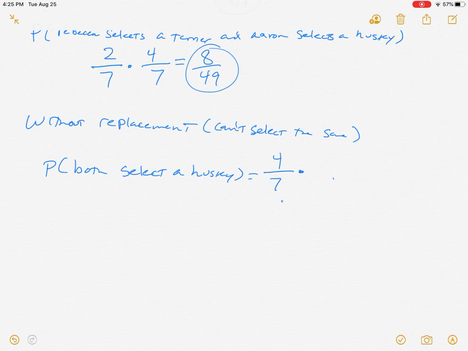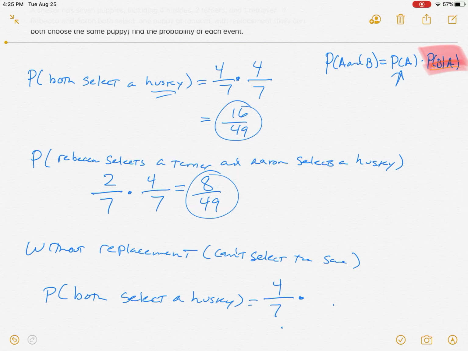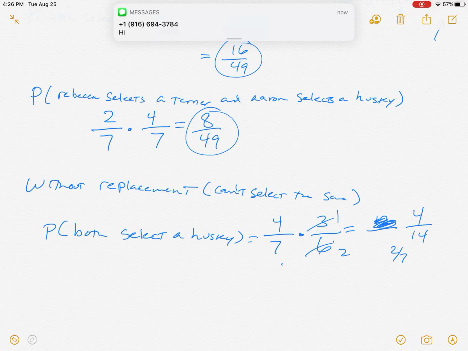So the probability that they both select a husky: Rebecca walks in, 7 dogs, 4 huskies, and she chooses one. Now when Aaron walks in, how many dogs are there? Well, given that she's already selected a dog, there's only 6 dogs remaining because that dog was removed. And how many of them are huskies? 3. And so we get a different probability. We get a nice 4 over 14, which can still be reduced to 2 sevenths. Sorry, I didn't see that earlier. We get 2 sevenths instead of 16/49 out of that.